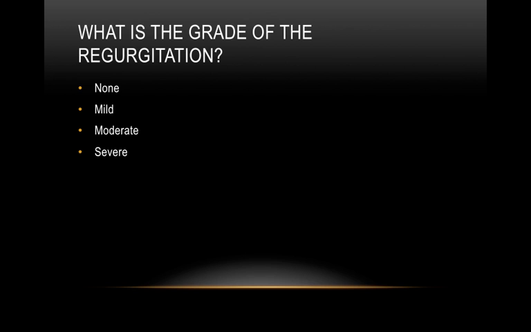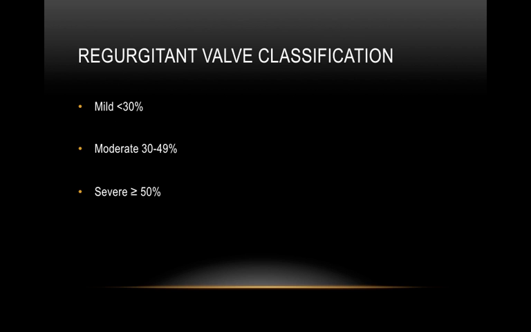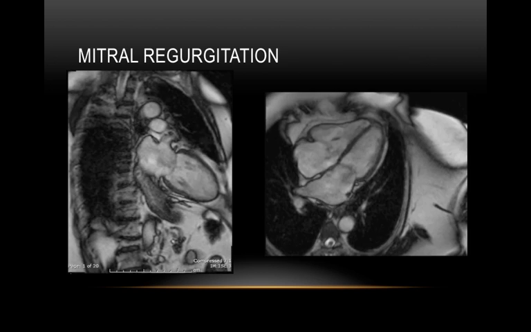So what is the grade of the regurgitation? Is it none, mild, moderate, or severe? Well, in this situation, we have greater than 50% regurgitation, therefore it's severe. So less than 30% is mild, 30 to 50 is moderate, and greater than or equal to 50% is severe.